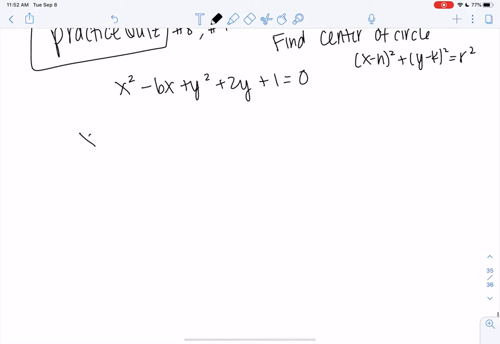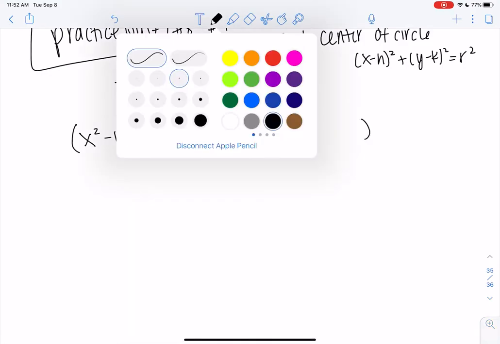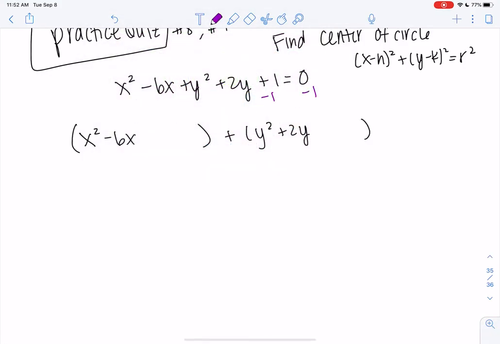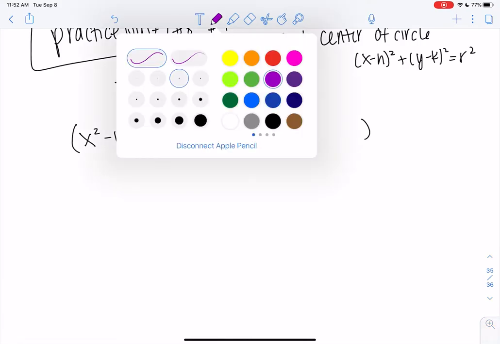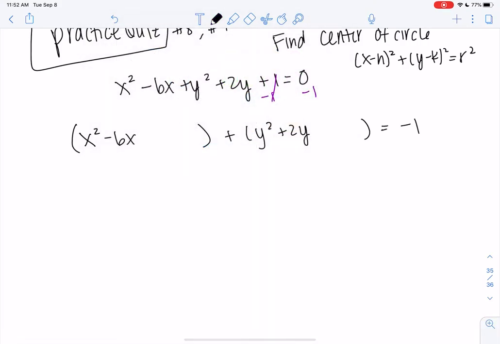So I'm going to do x squared minus 6x, and I'm going to leave room to complete the square. And then I'm going to do y squared plus 2y, leave room to complete the square, and then we don't really need the 1, so I'm going to move it to the other side by subtracting 1. So the x's and the y's have their own completing the square.